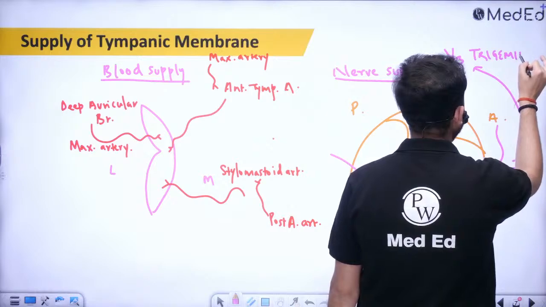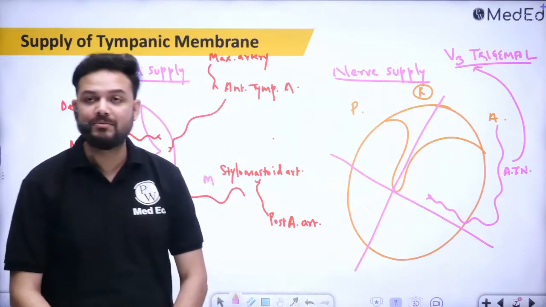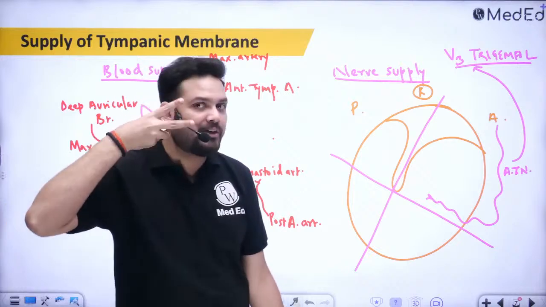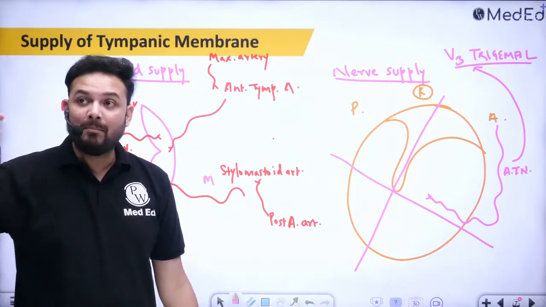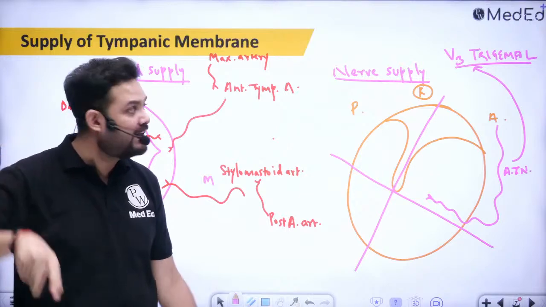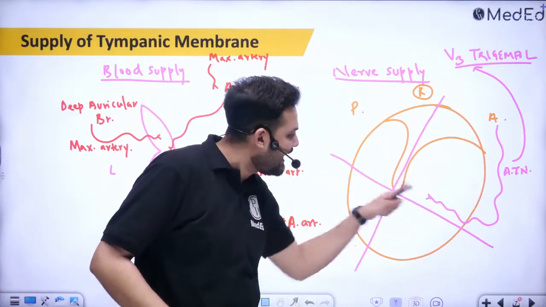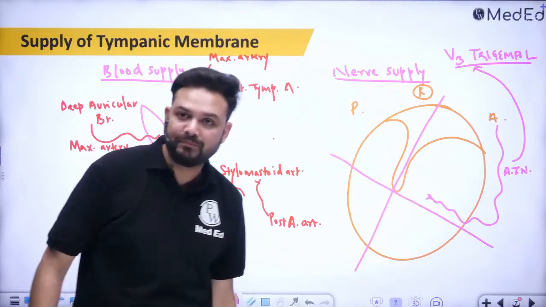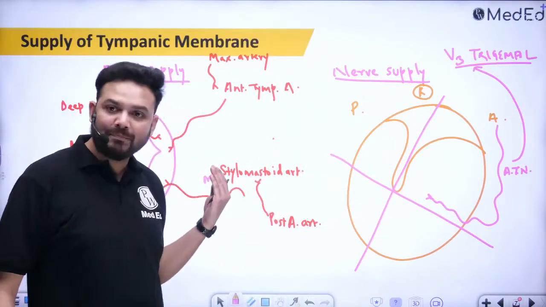What is the V3 division? V3 matlab mandibular division of the trigeminal nerve, right? Trigeminal nerve has got 3 important divisions, right? V1, V2, V3. V1 ho gaya ophthalmic, V2 ho gaya maxillary, V3 ho gaya mandibular. Mandibular division of the trigeminal nerve, V3, gives off this important branch called the auriculotemporal nerve, which supplies my anterior half of the tympanic membrane. Okay, fine.